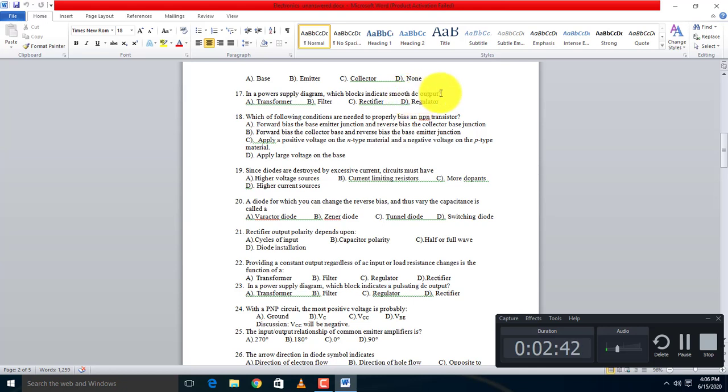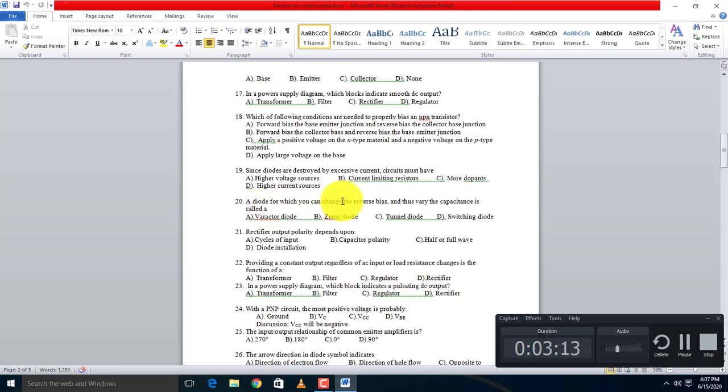but still the regulator is used for making it smooth and pure. MCQ number 18 says, which of the following conditions are needed to properly bias an NPN transistor? For an NPN transistor, the proper conditions are that emitter-base is always forward biased and collector-base is reverse biased, option number A. Since diodes are destroyed by excessive current, wherever excessive current is a problem, it is addressed by a current limiting resistor, option number B.